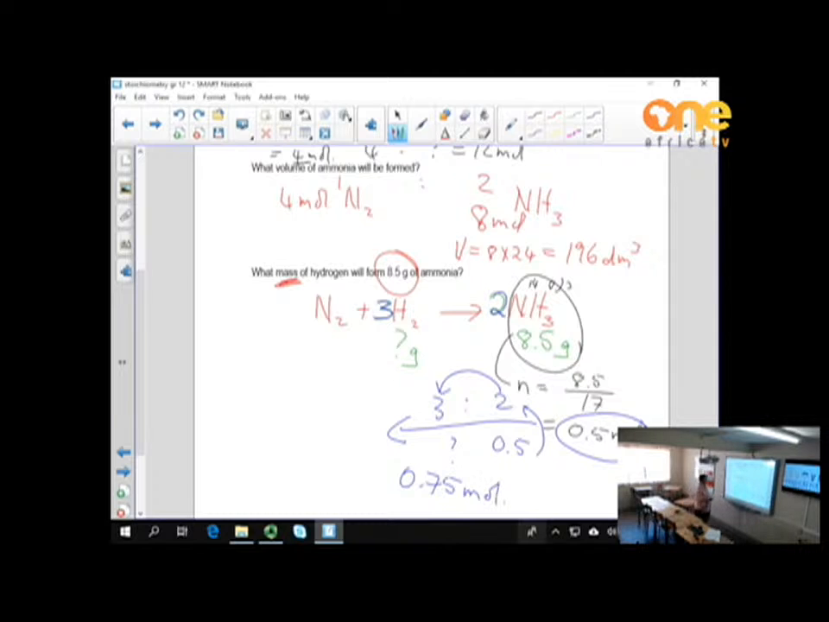of hydrogen. They don't want the number of moles, they want mass. So mass is the number of moles times the molecular mass. For hydrogen it is 1 times 2, which is 2. So 0.75 times 2 will give me 1.5 grams of hydrogen used.